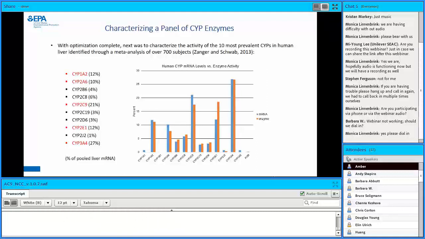composition levels. So these are the 10 cytochrome P450 enzymes we used in this study, and out to the right is the percent that particular CYP makes up of a human liver panel comprised of these 10 CYPs.